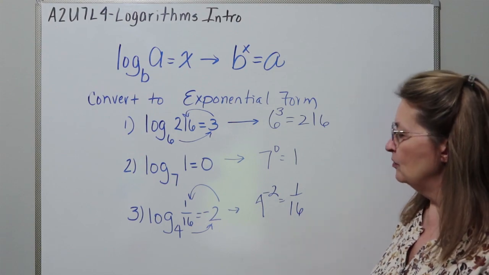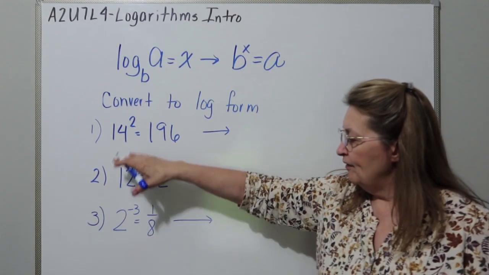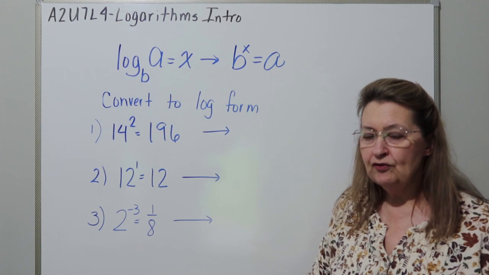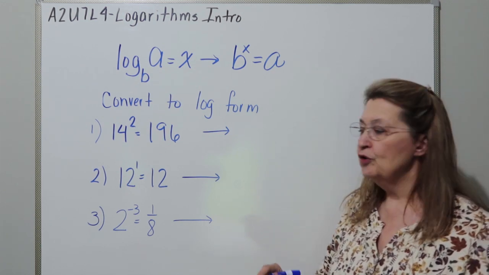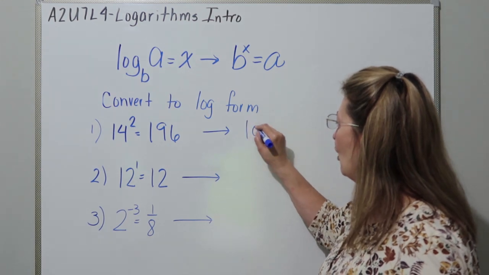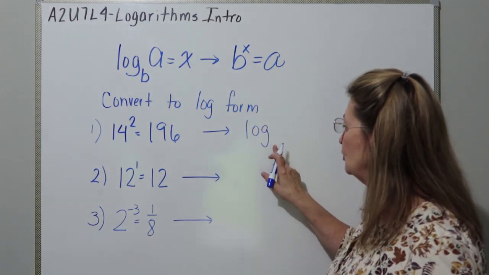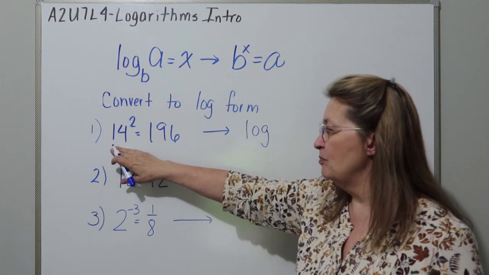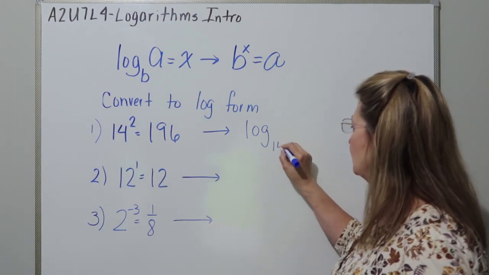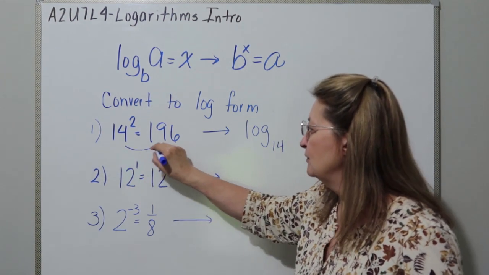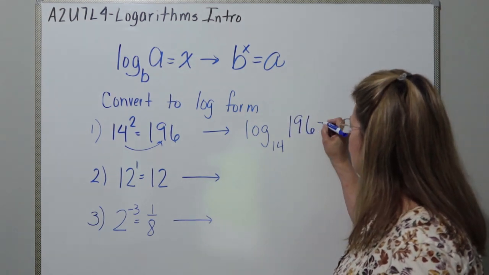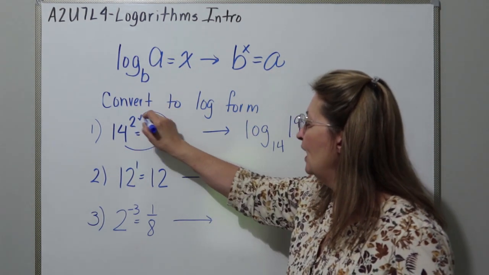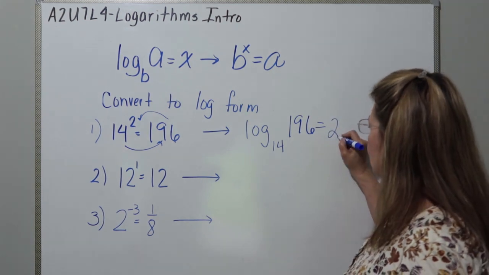Alright, let's go back the other way. Okay, we have equations in exponential form, and we're just going to convert them to logarithm. Start with your base. You're going to have log. All right, what's your base of your log is the same as the base of your exponential. So you've got 14. Now swing over here. 196 equals, and your exponent becomes the answer.